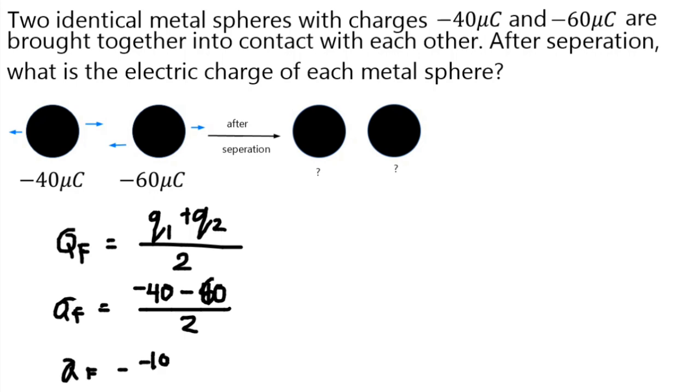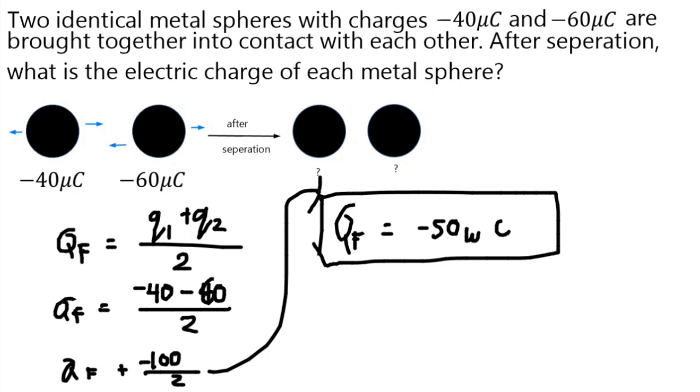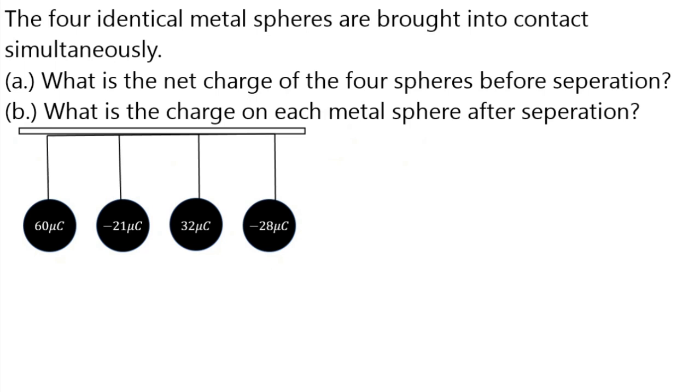So that's going to be the electric charges of each metal sphere after separation. So this is going to be negative 50 microcoulombs. So this is their electric charge right now. Or maybe they just combined, right? They bind to each other.